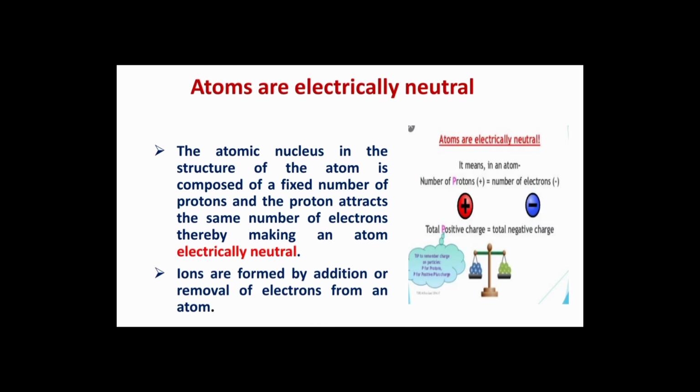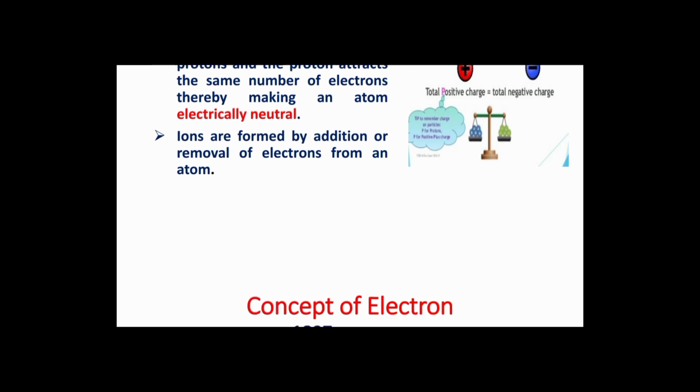Atoms are electrically neutral. The atomic nucleus is composed of a fixed number of protons, and protons attract the same number of electrons, so as a whole the atom is neutral. There is no charge on an atom. Ions are formed when an atom loses or gains electrons, whether it is a positive ion, cation, or a negative ion, anion. Charges are balanced in the atom, so it is electrically neutral.